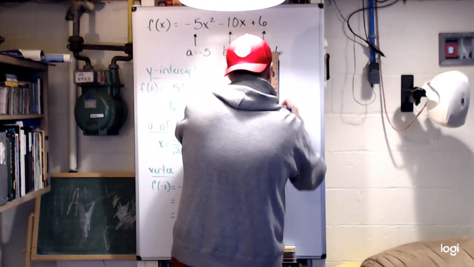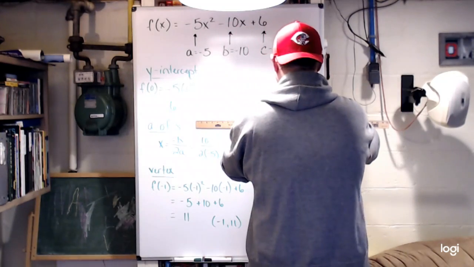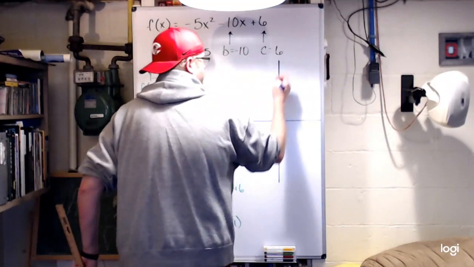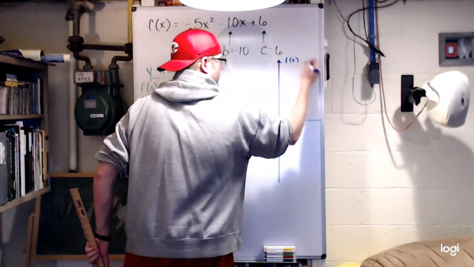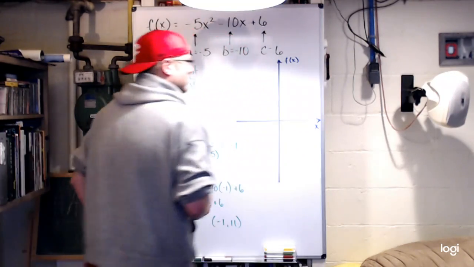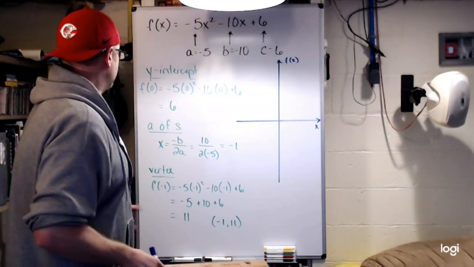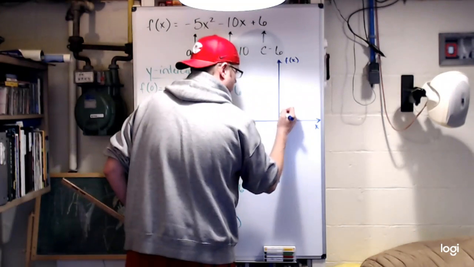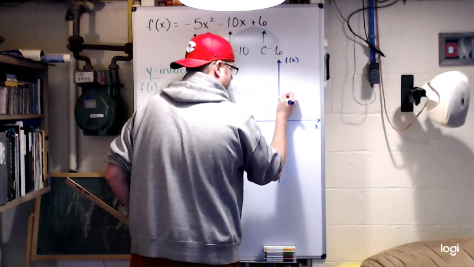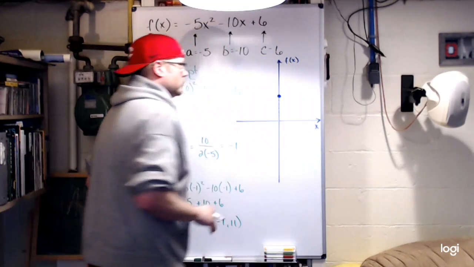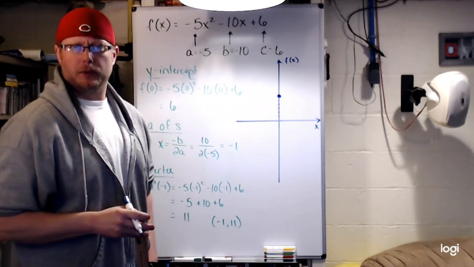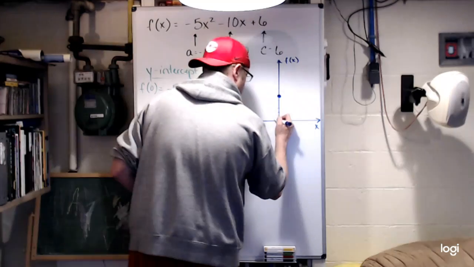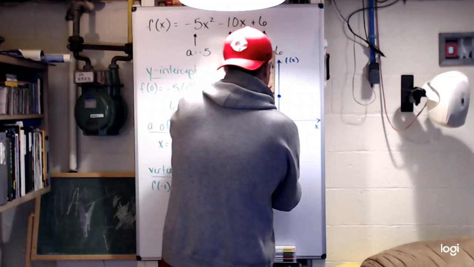But let's go ahead and take a look at this. So we start with my y, or my f of x, and my x-axis, right? Let's go ahead and graph what we've got. So my y-intercept is at positive 6. So go up 1, 2, 3, 4, 5, 6. Put my point. Yeah, that's coming through okay. My axis of symmetry is at x equals negative 1. So I'm going to draw that dashed line right here.